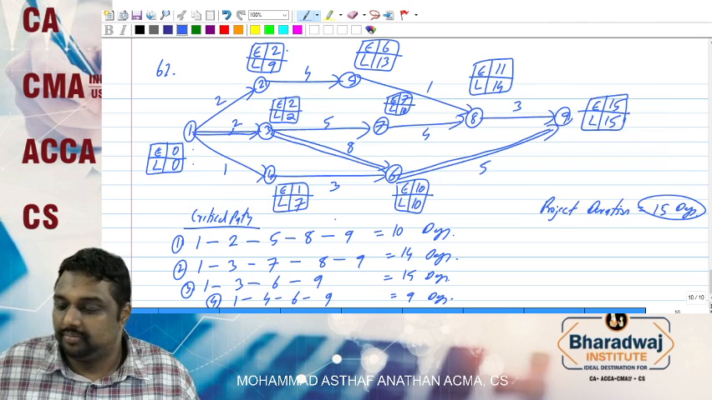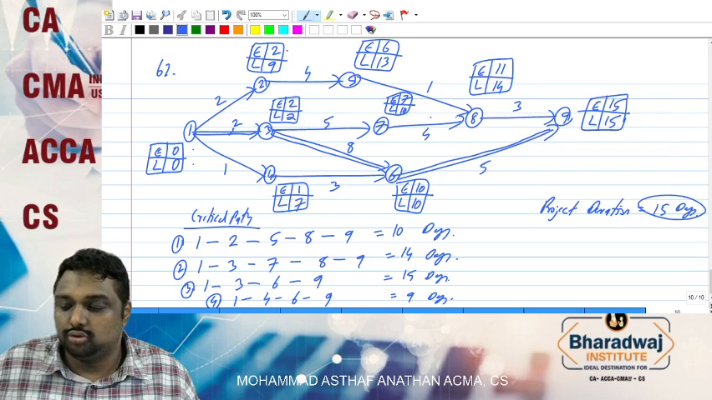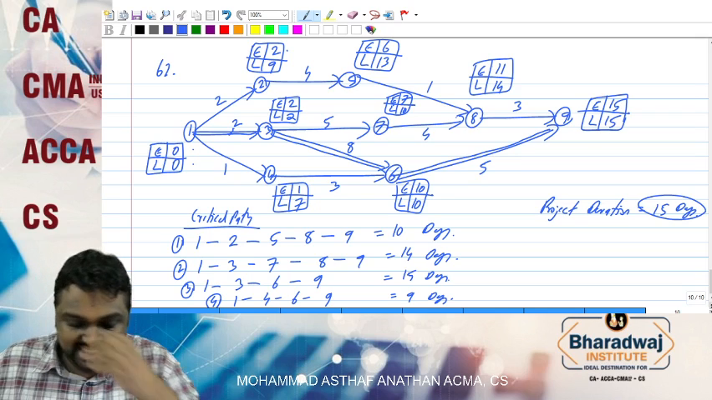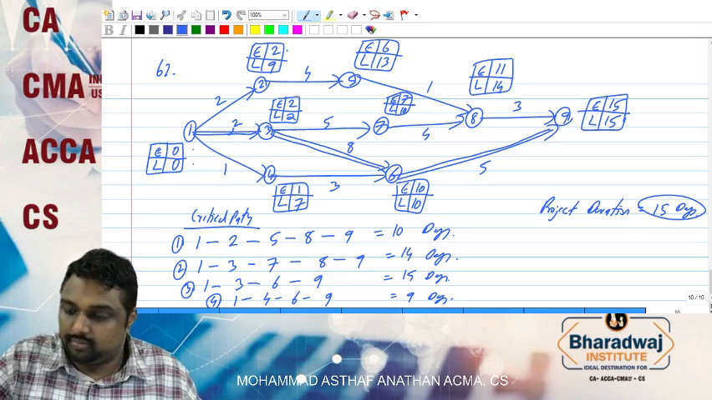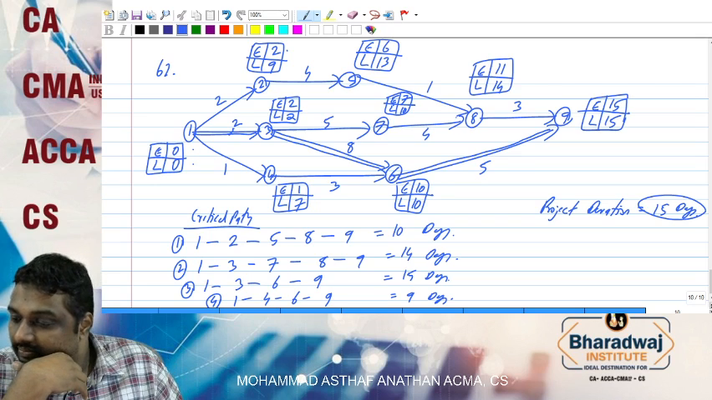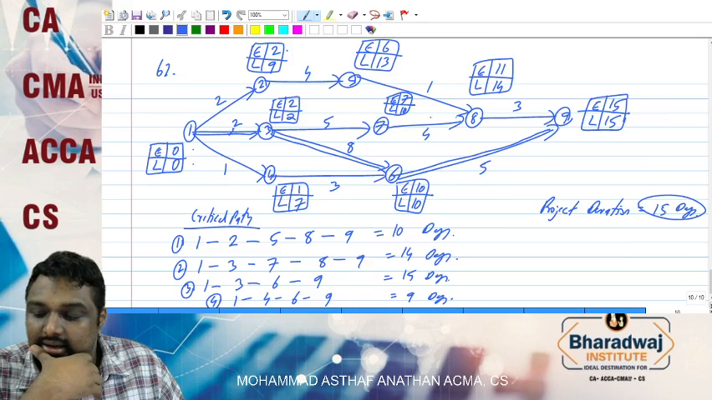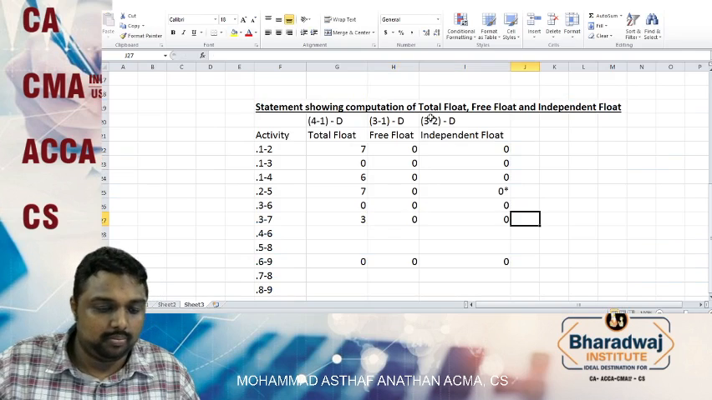Next 3 to 7. 1 2 3 4. 10 minus 2 we will have what? 8. 8 minus 5 we will have 3. So no, it's 10. So 10 minus 2 we will have 8. 8 minus 5 we will have 3. 7 minus 2 we will have 5. So again it will have 0.